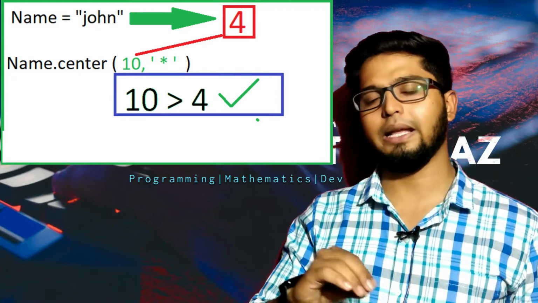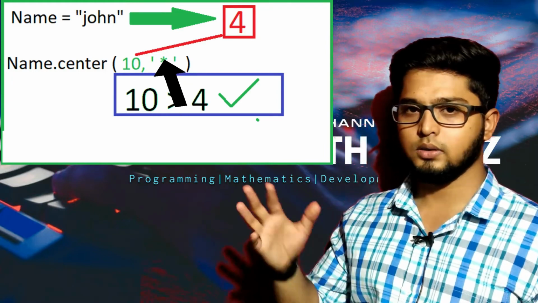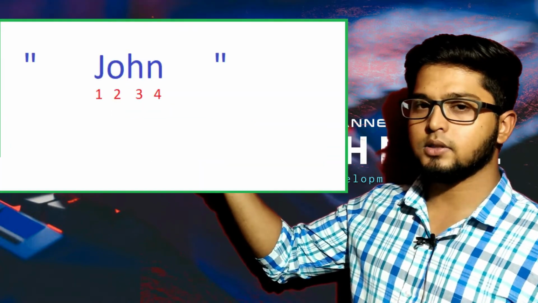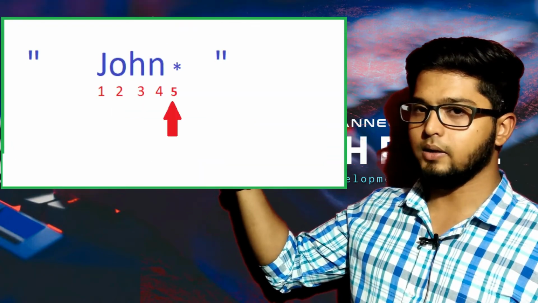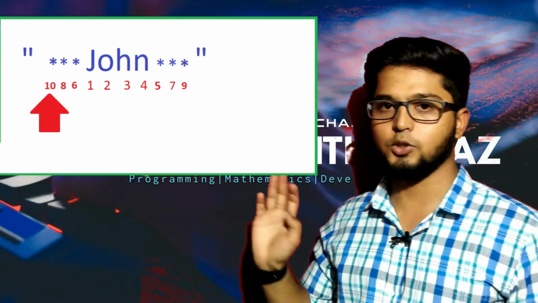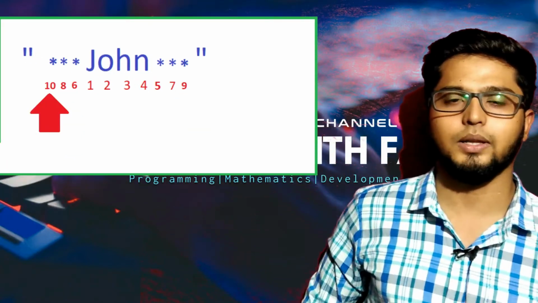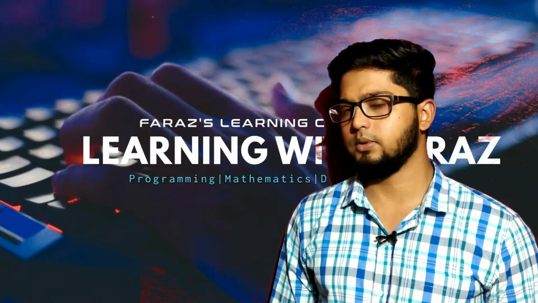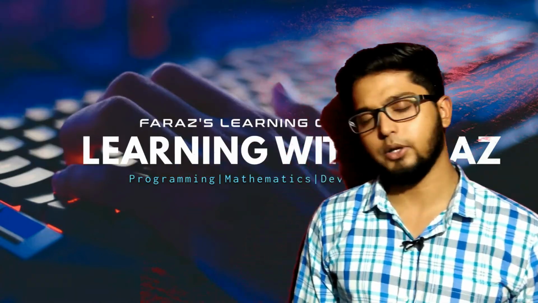For example, if I take star here, it will put John in the center and start putting stars, up to 10. There we go, that is your result. So that is what happens in the center method. It may be useful at certain times. It has many applications.